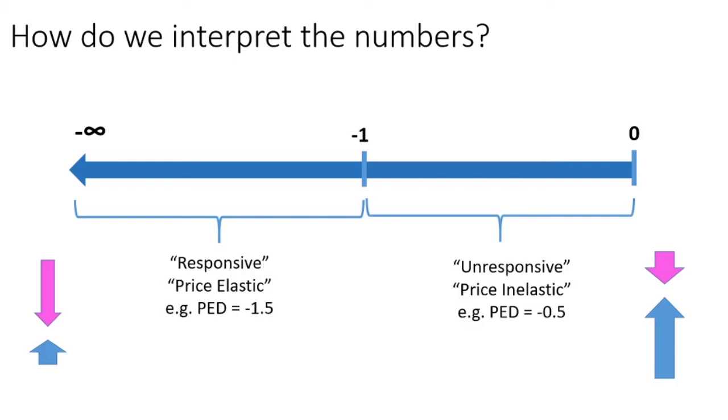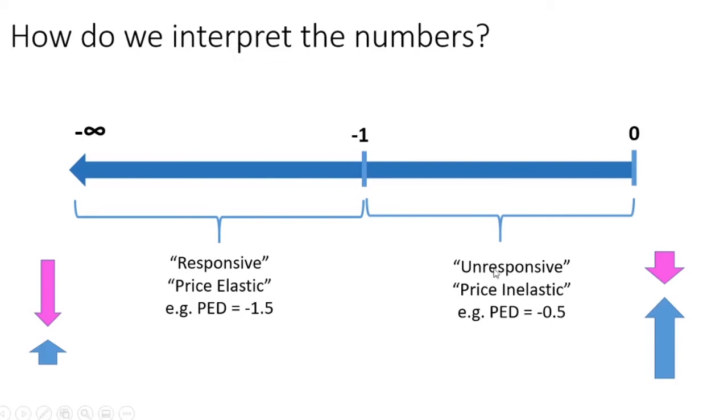Because of those figures, we say that in this section here, between -1 and minus infinity, these are the responsive section. These are therefore the price elastic section. So anything between -1 and minus infinity is price elastic. So for example, a PED of -1.5 would be an elastic product.